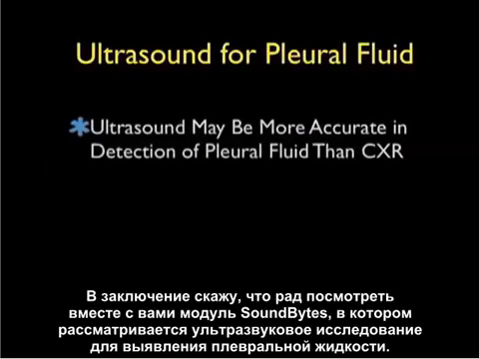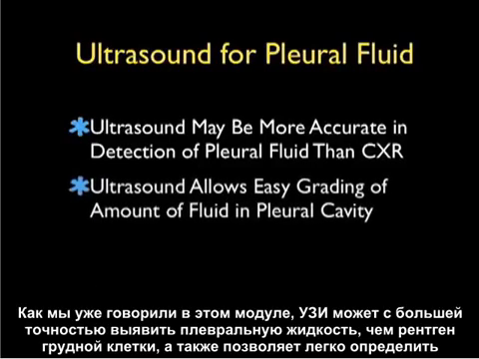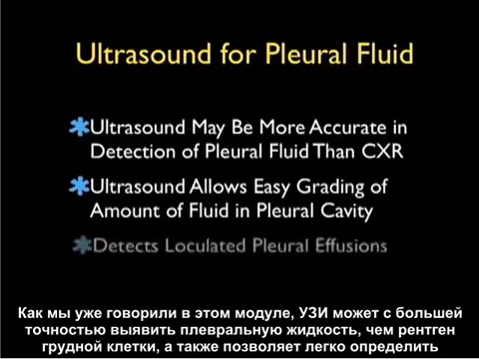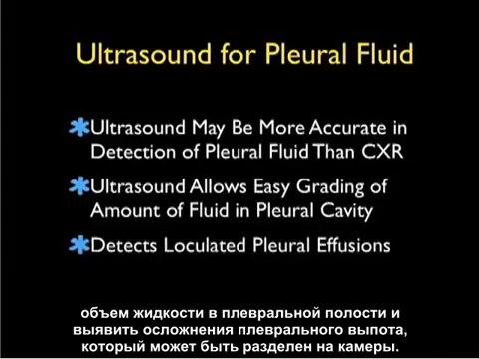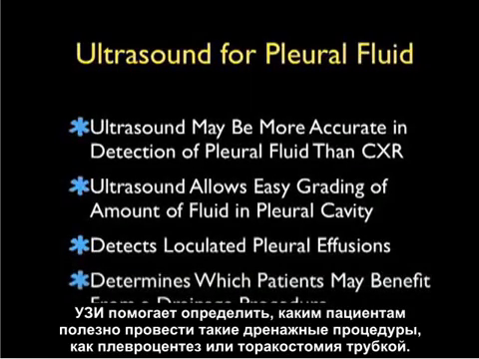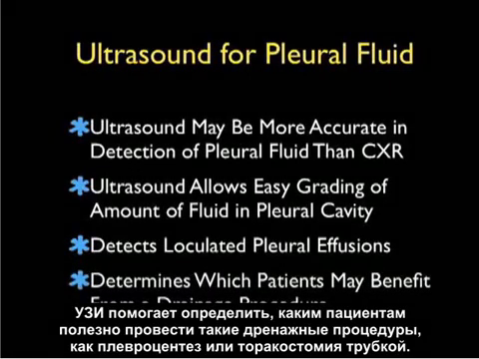So in conclusion, I'm glad I could share with you the Soundbites module going over the ultrasound examination for the detection of pleural fluid. As we discussed earlier in the module, ultrasound may be more accurate in detection of pleural fluid than a chest X-ray, and ultrasound allows easy grading of the amount of fluid within the pleural cavity. It can also detect complicated pleural effusions that may be loculated, and can help determine which patients may benefit from a drainage procedure such as a thoracentesis or tube thoracostomy.